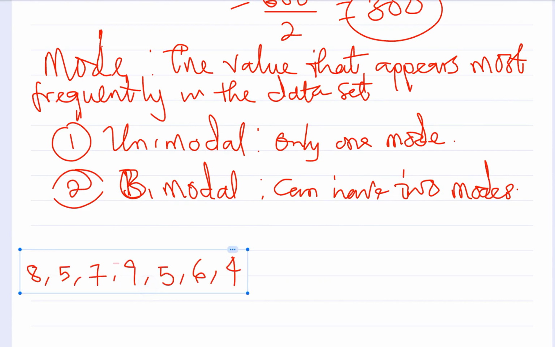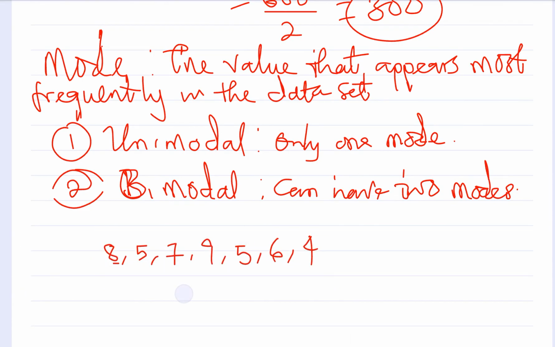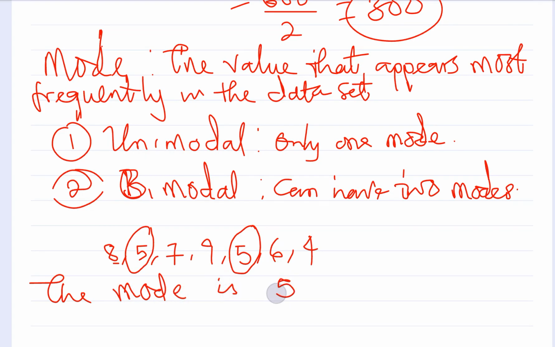So looking at the example we did before, what do you think the mode of this question will be? The mode here is going to be 5. Why? Because 5 appears twice. So the mode is 5.